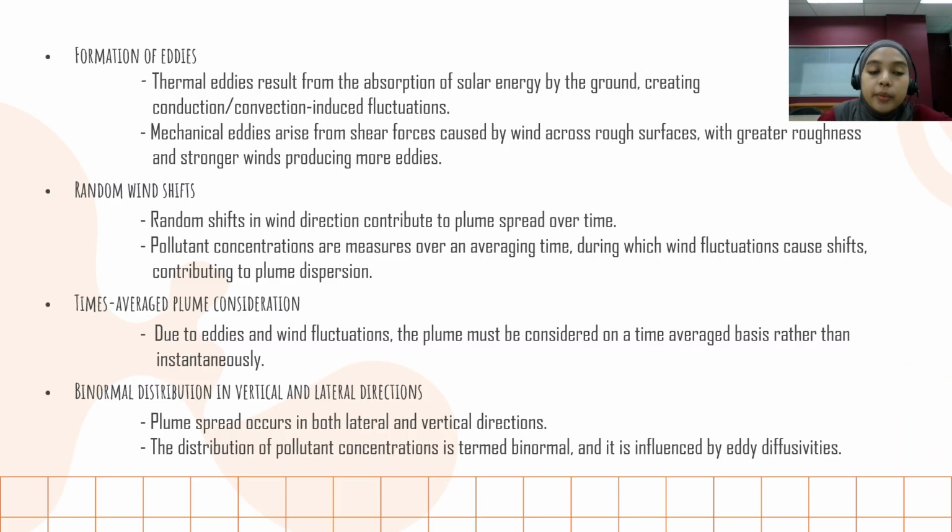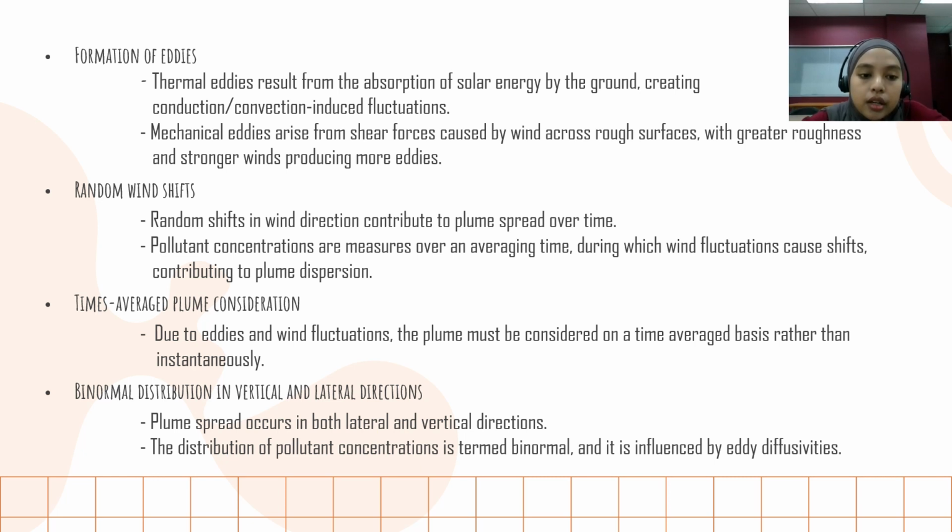Next is the formation of eddies. Thermal eddies result from the absorption of solar energy by the ground, which creates conduction or convection-induced fluctuation. Next, mechanical eddies arise from shear force caused by wind across rough surfaces, with greater roughness and stronger winds producing more eddies.